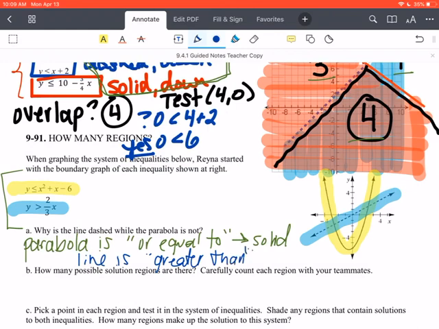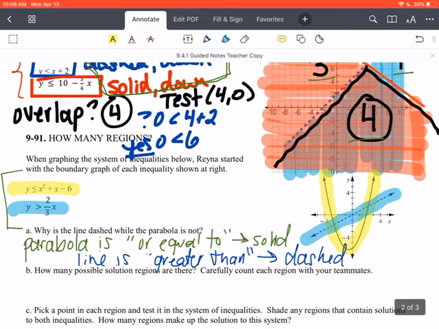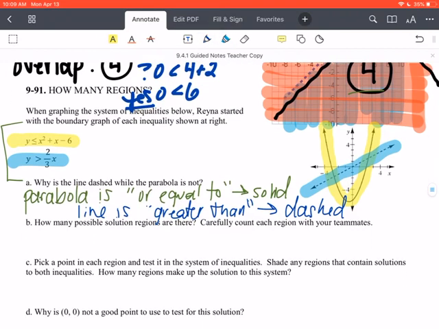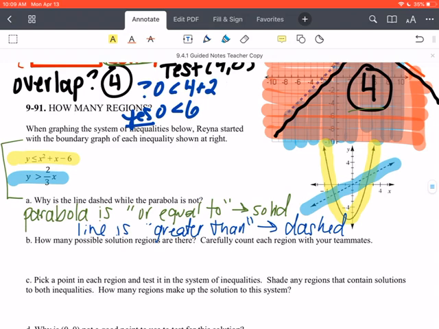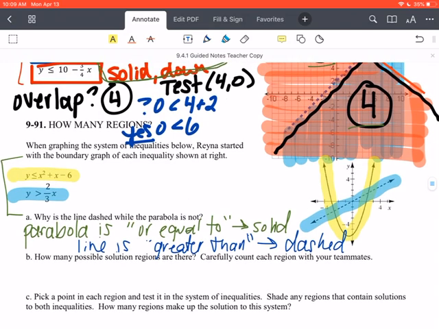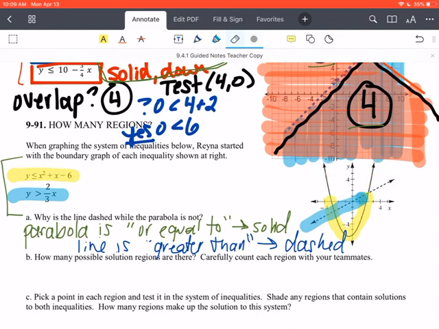So that means that it is going to be dashed. Just some review. Okay. So now, how many possible solution regions are there? Carefully count each region, okay? So I'm going to go ahead and erase my highlighting right now so that doesn't get in our way. And I'm going to get my black pen and let's together count the regions that there are.